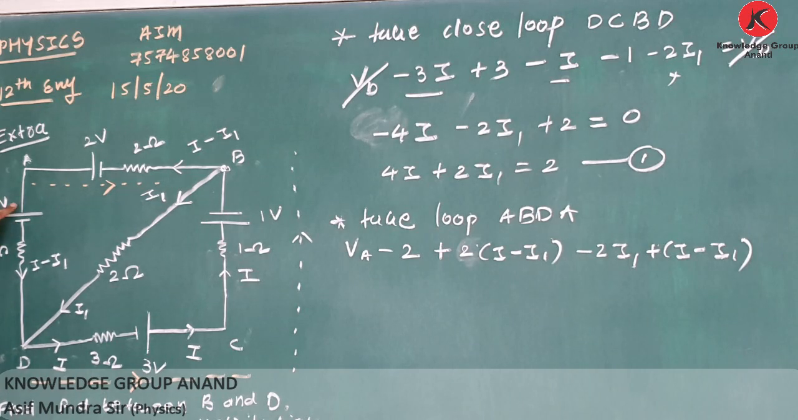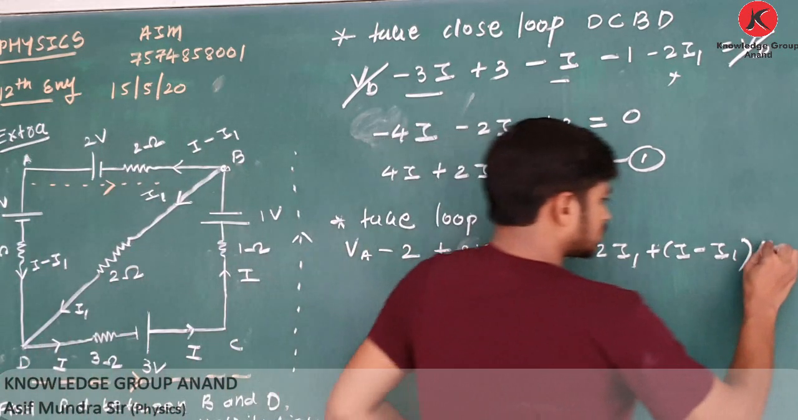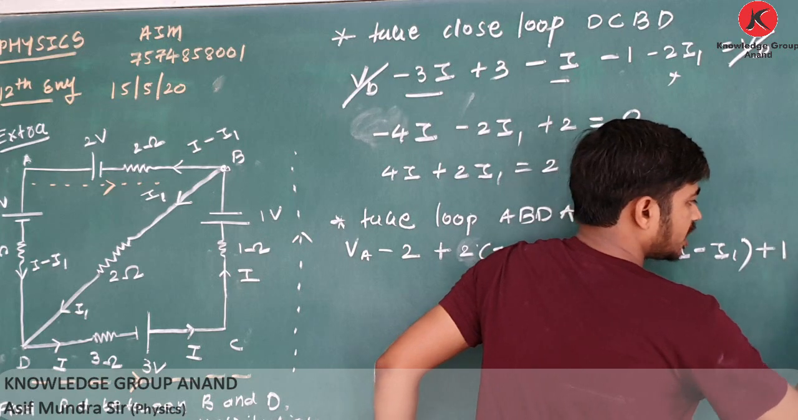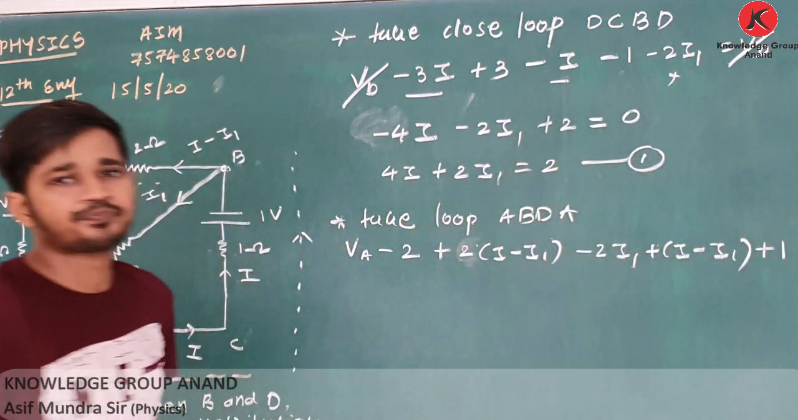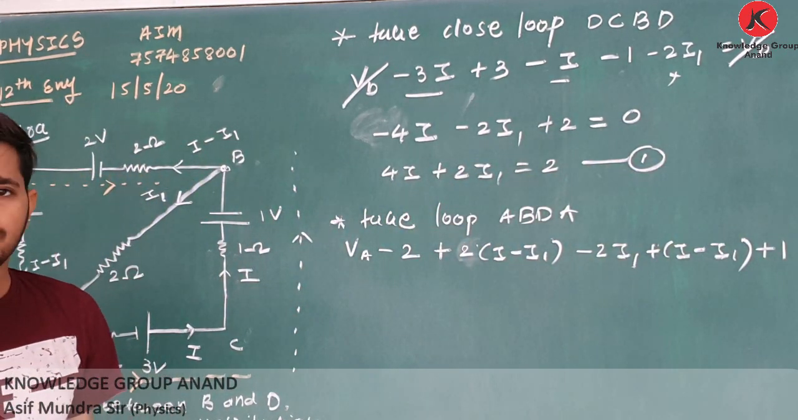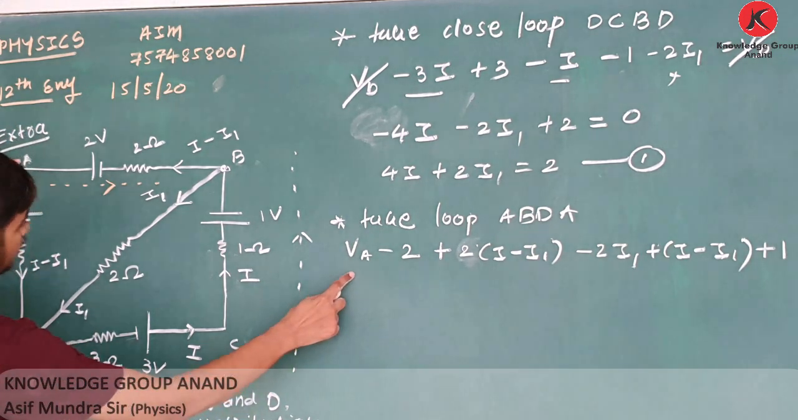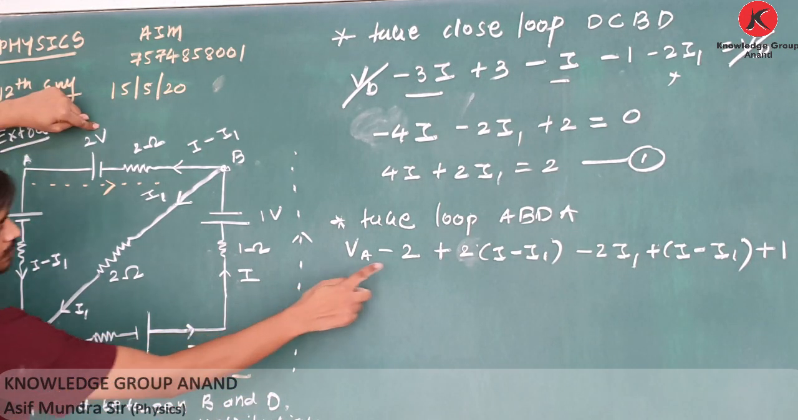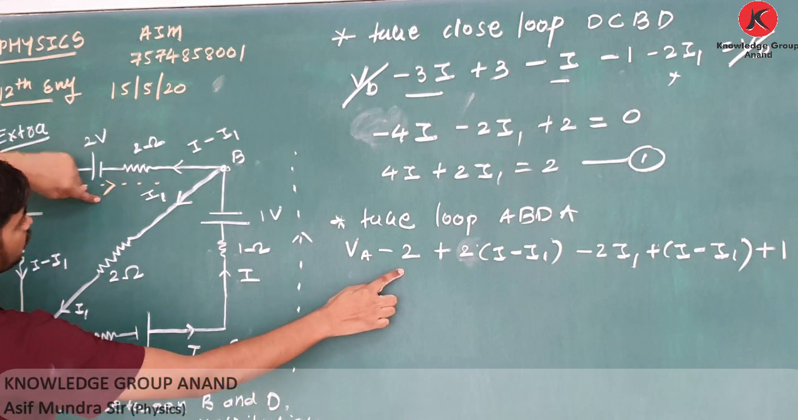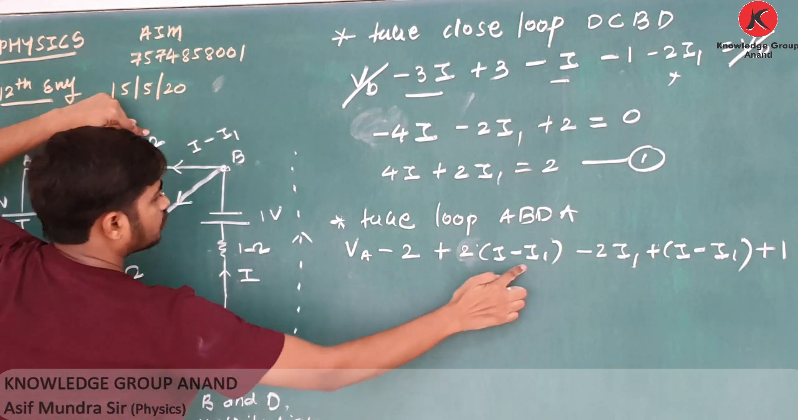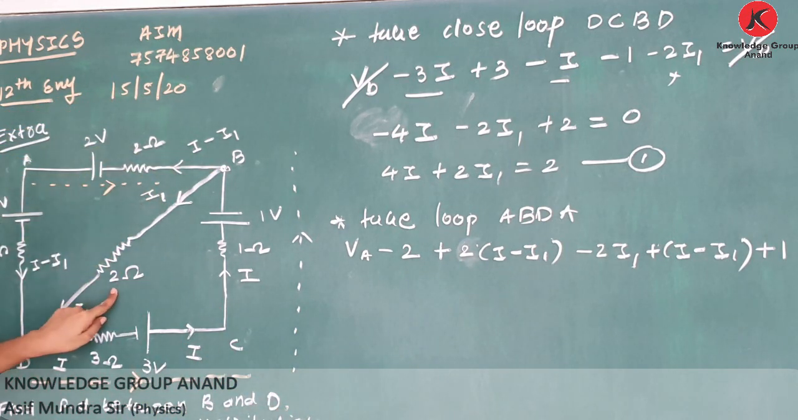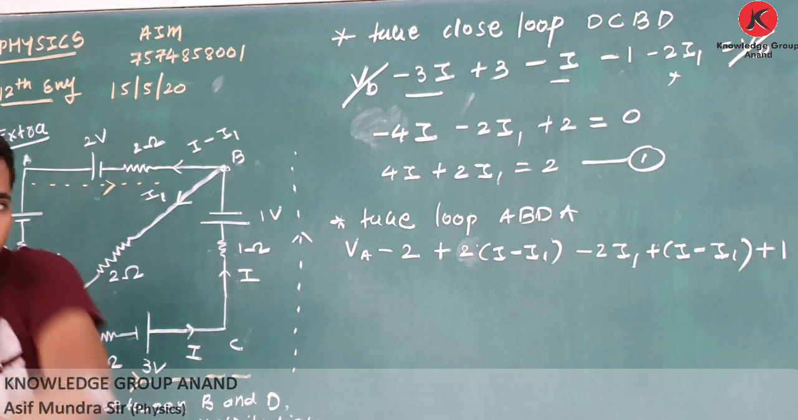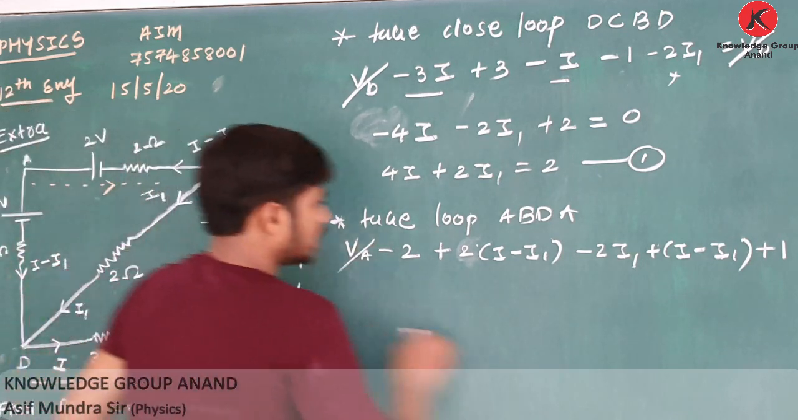Negative terminal to positive terminal, 1 volt, we have to consider plus 1. Again at point A, so just change this. Clear? Okay, repeat. Point A, VA, positive to terminal, minus 2, current in opposite direction, plus 2I minus I1, minus 2I1 plus I minus I1 plus 1 is equal to VA. Clear about this? Now this VA cut.